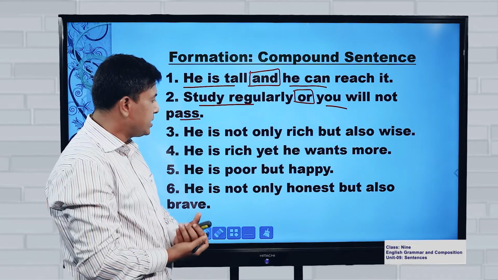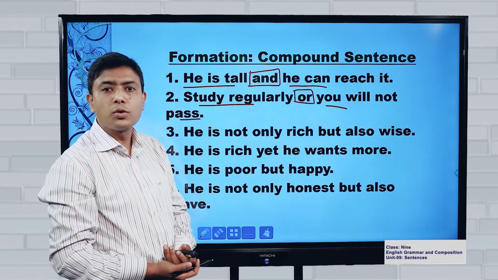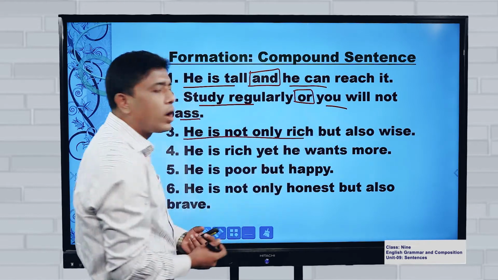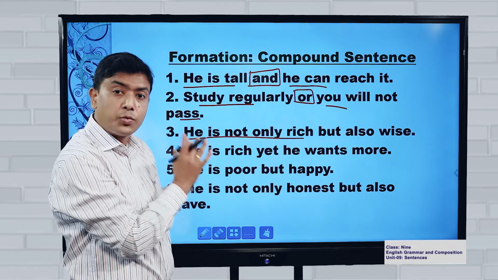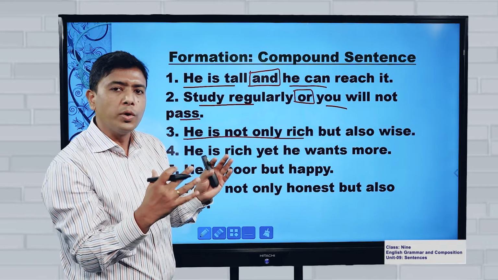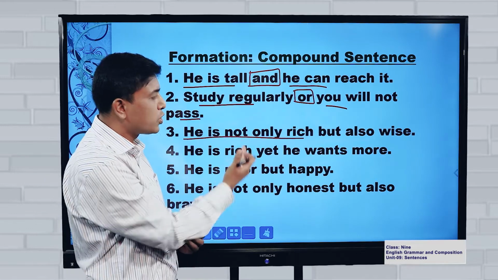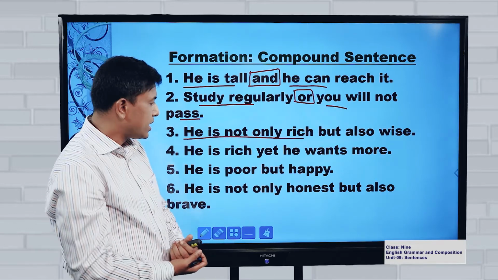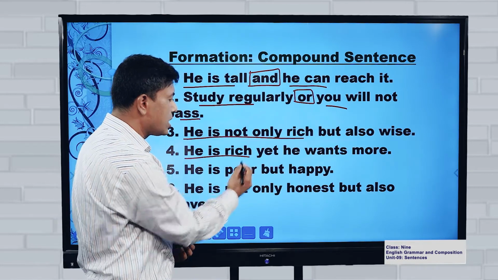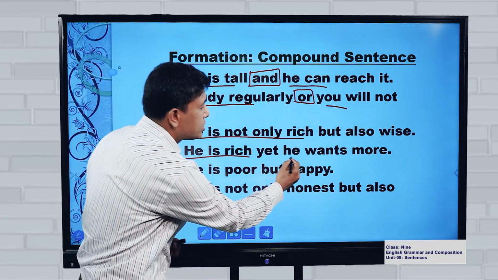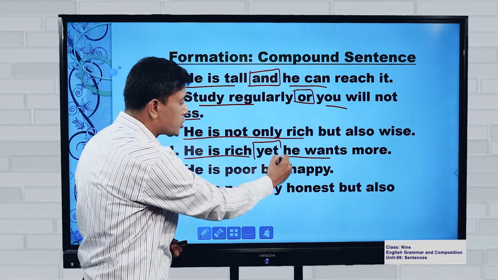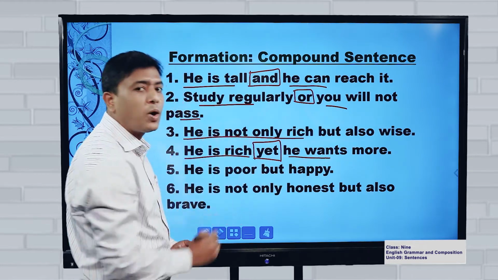Very simple. Third one, he is not only rich but also wise. You see, he is not only rich but also wise. It means he is rich, he is wise. So we are combining those 2 independent clauses with the help of not only and but also. Fourth one, he is rich, yet he wants more. See the first one, he is rich, is an independent clause. He wants more is also an independent clause. And we have added those 2 sentences with the help of this connector.